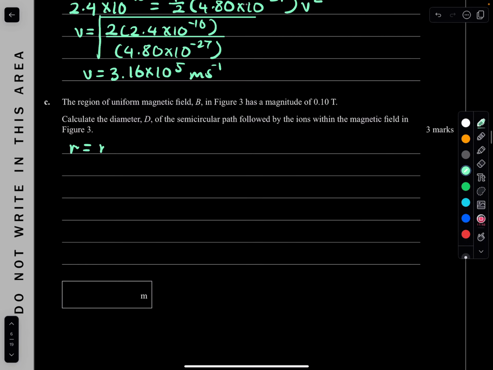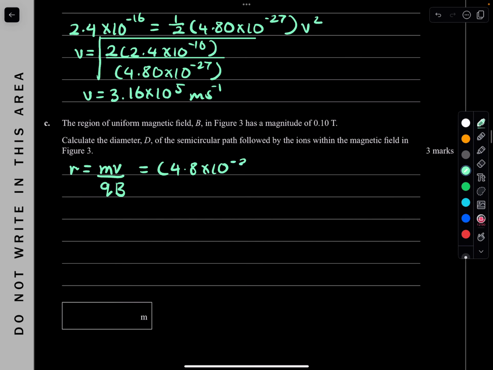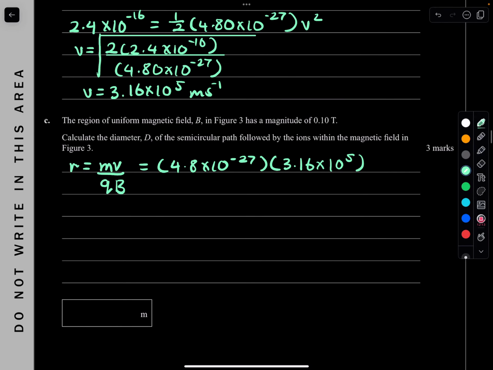We know that the radius is just mv over qB. So your mass, they told us the mass, was 4.8 times 10 to the power of negative 27, times your velocity, which we're going to use their velocity, to be honest, 3.16 times 10 to the power of 5, all being divided by your charge, which is 1.6 times 10 to the negative 19, and your magnetic field, which is 0.10.